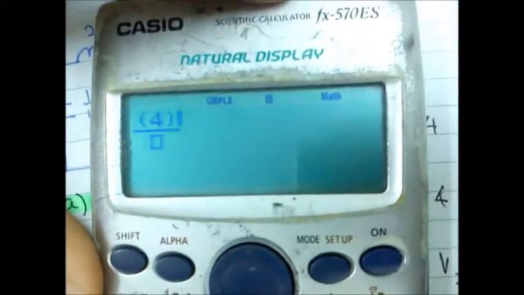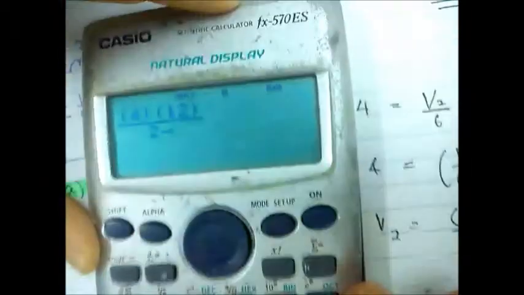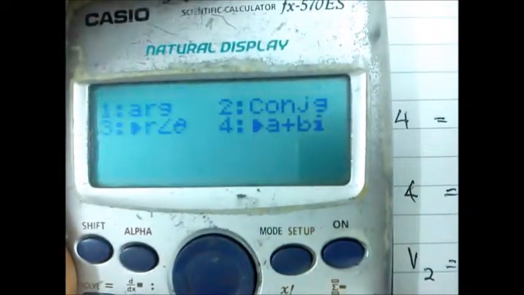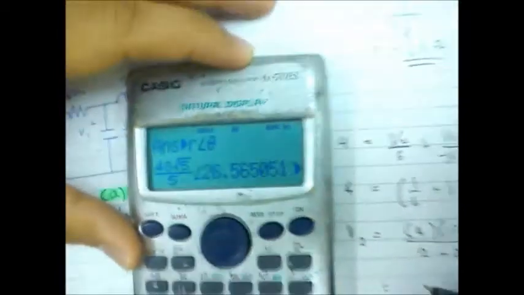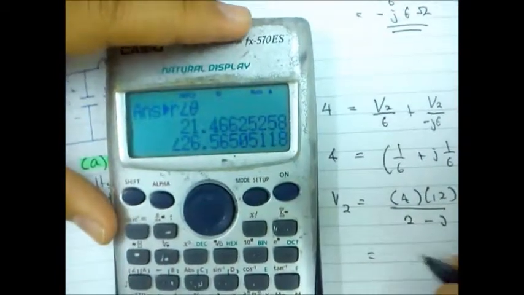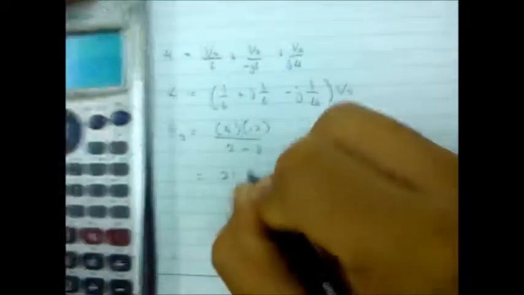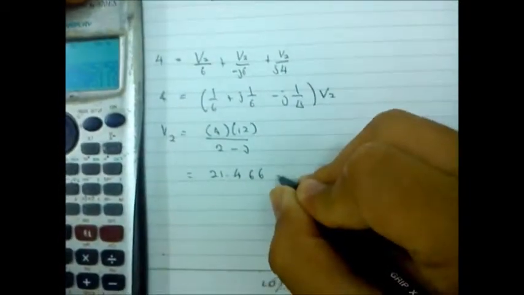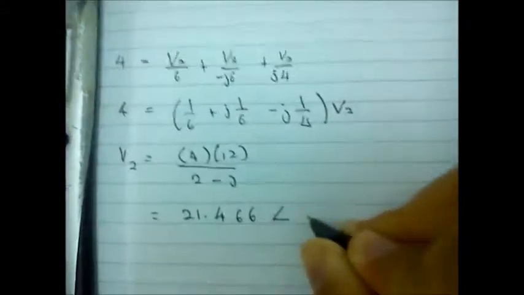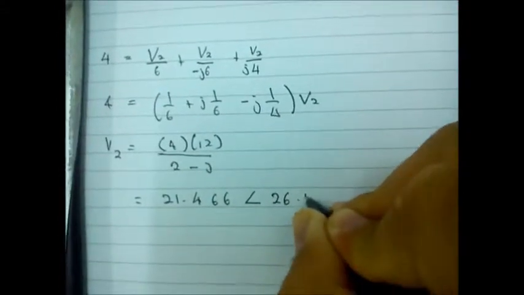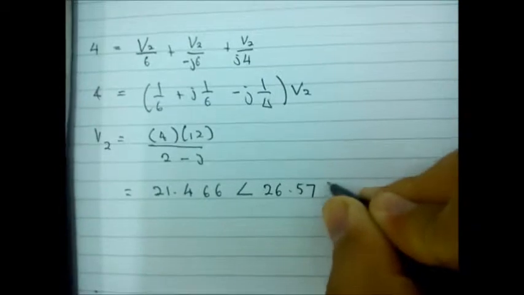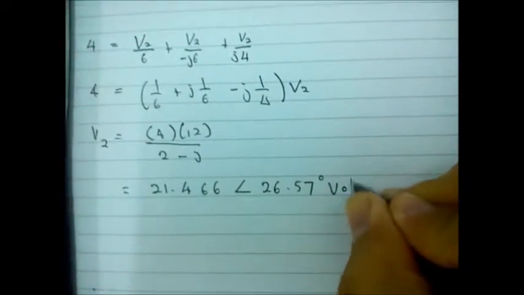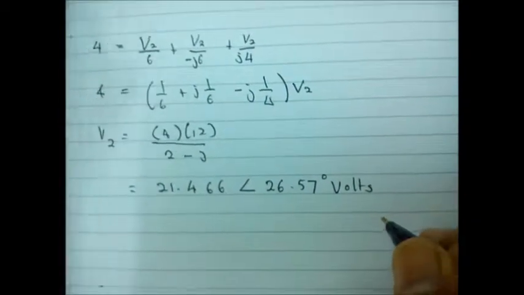4 times 12 over 2 minus j, and you will get the answer 21.466, with phase angle 26.57 degrees volt. This is for V2.